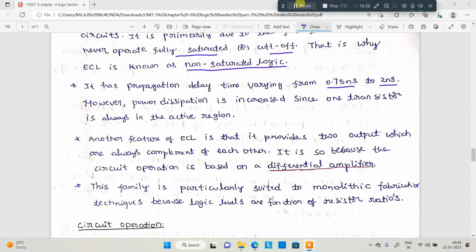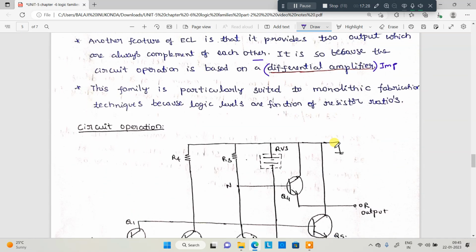Another feature of ECL is that it provides outputs which are always complements of each other. That means we have two outputs, Q4 and Q5, and we will see the diagram. Both outputs are complementary to each other. That's why the operation is based on a differential amplifier. This is also an important point: the operation of ECL is based on a differential amplifier. We will discuss the working now.